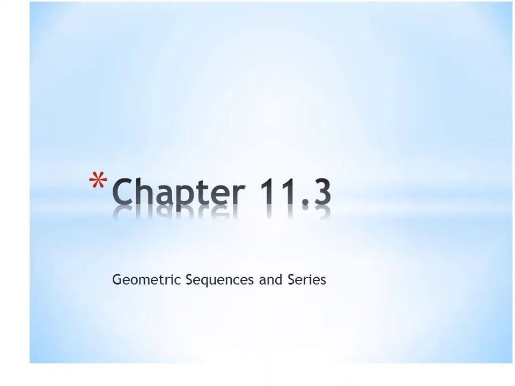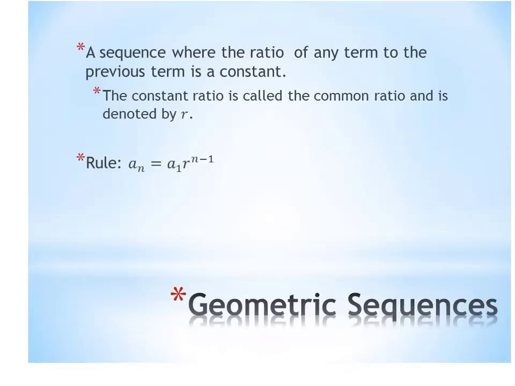Hello and welcome to Algebra 2, Chapter 11.3, and today we're going to discuss geometric sequences and series. They are slightly different than arithmetic sequences and series. A geometric sequence is a sequence where the ratio of any term to the previous term is a constant.